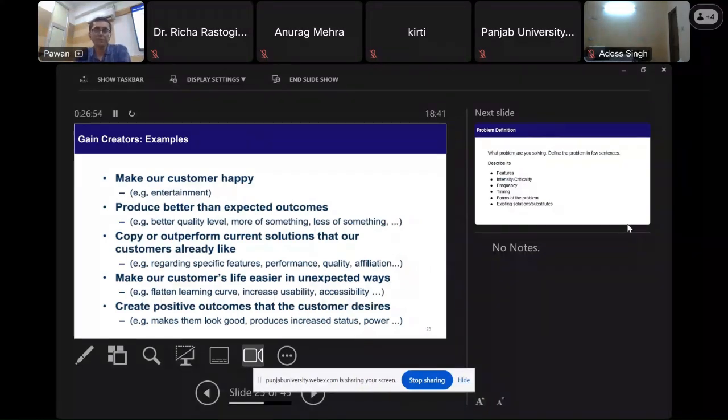Third could be outperforming current solutions which customers have. Mobile phones. Maybe my phone has a 20 megapixel camera versus all other competition which is 15 as of now. Maybe battery life of my phone is better than the other phone. It could be any feature which performs better where you want to sell on. Make our customers' life easier in some ways.